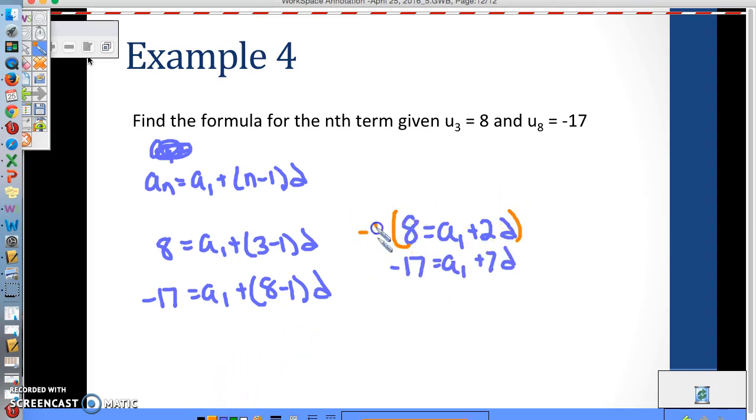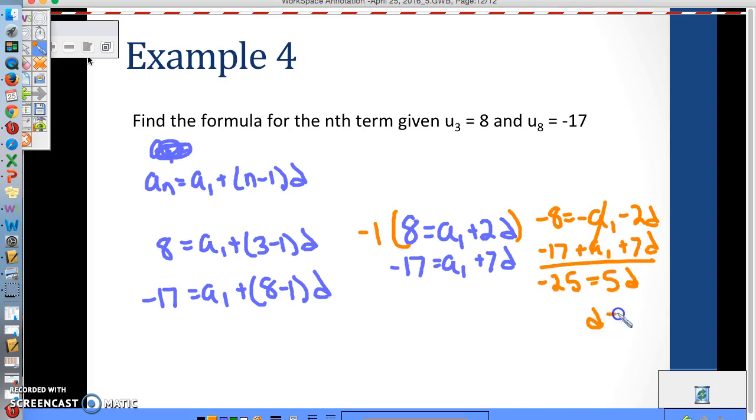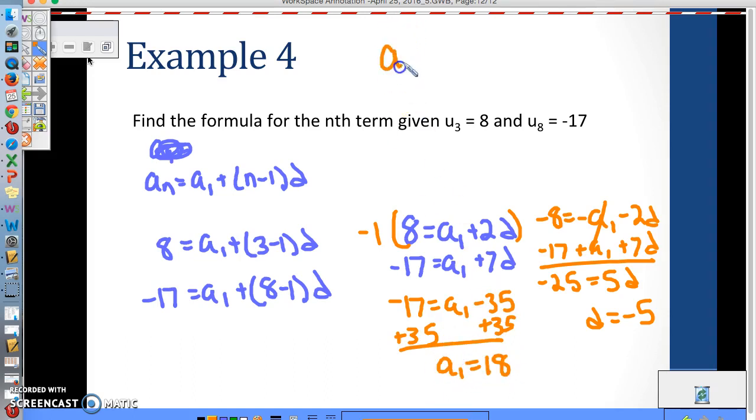Multiply one of these by negative 1. So we have negative 8 equals negative a sub 1 minus 2d. Add these together, negative 25 equals 5d. So our difference is negative 5. Plug that back in here. So plus 35. So we have a sub 1 equals 18. So our formula would be 18 plus n minus 1 times negative 5.